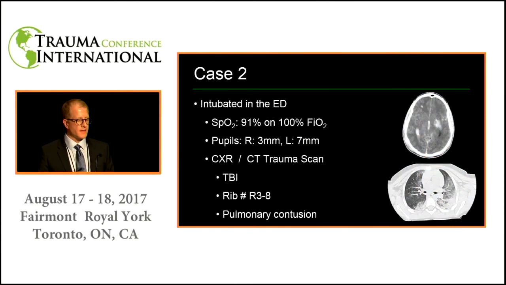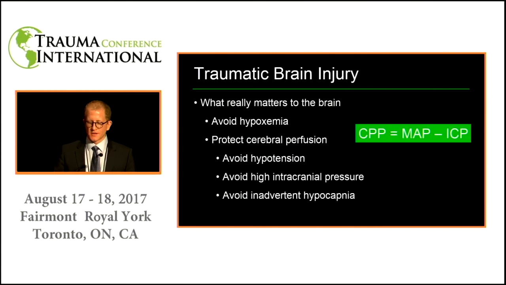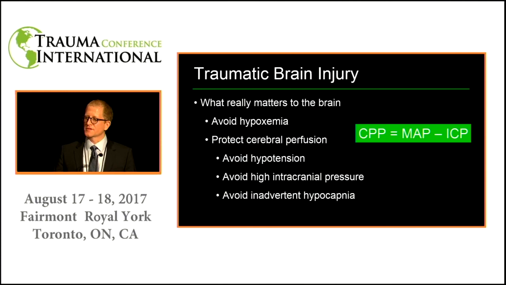He was intubated in the emergency department, required high levels of oxygen to support his oxygenation, and he had dilated pupils in his pupillary evaluation, and his CT scan demonstrated a traumatic brain injury with intraparenchymal hemorrhage. He had rib fractures and a pulmonary contusion. And so in this patient, we have a scenario where we have some conflicting management strategies in how to ventilate this patient.